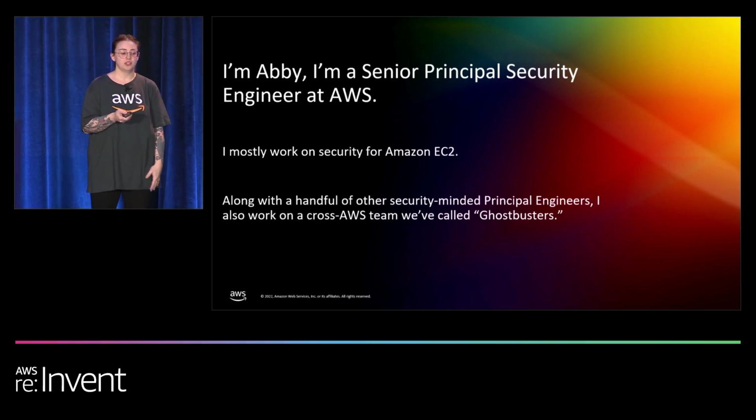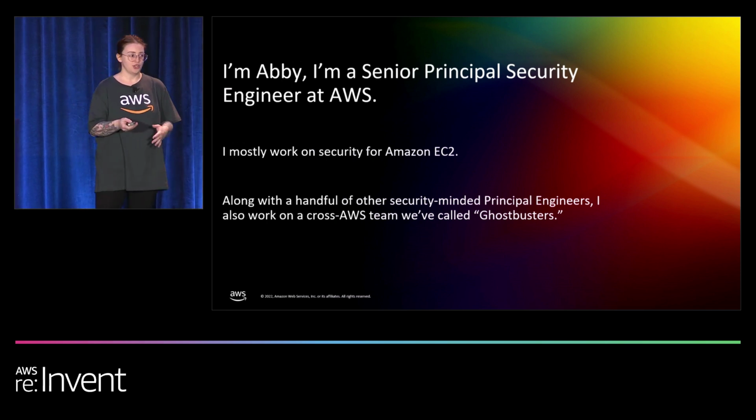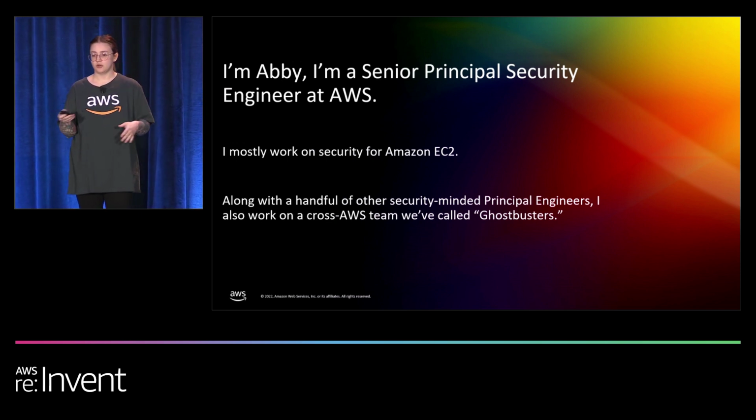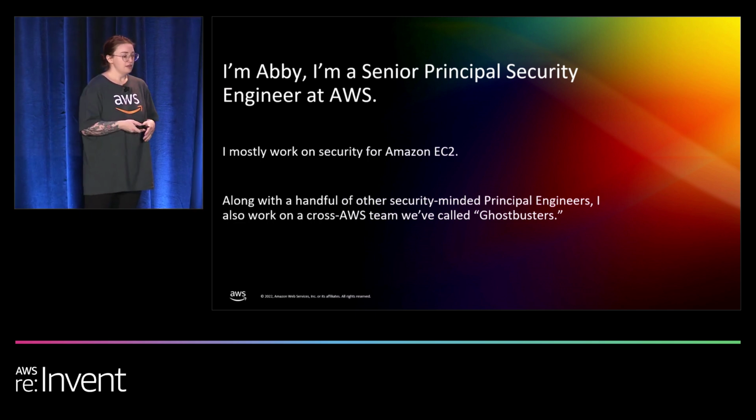So I'm here to do something a little bit different today. We don't often do these kinds of talks, so hopefully it's the first of many. My name is Abby. I'm a senior principal security engineer at AWS, and I mostly work on security for EC2 and friends. So EC2, EBS, API Gateway, and Amazon Linux.